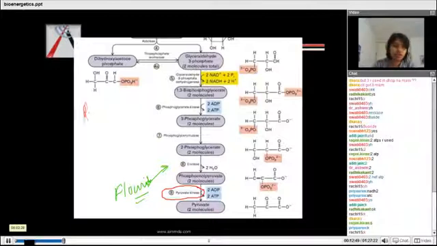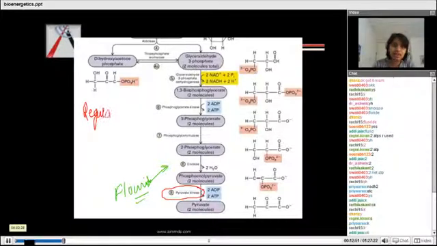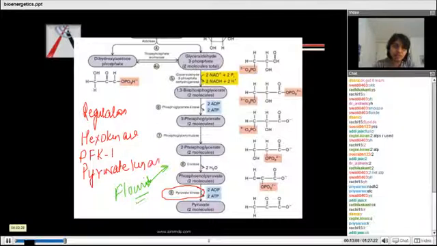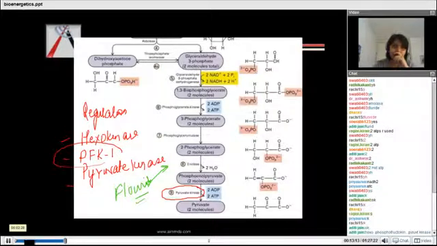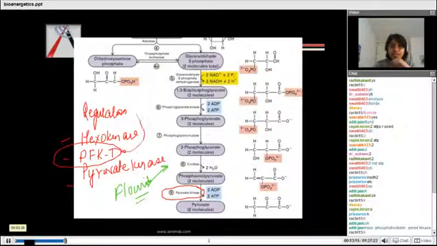So let me write down here. Regulation at 3 points. One is hexokinase. Second is phosphofructokinase 1. The third is pyruvate kinase. Just try to remember it today here itself. These are the 3 regulatory steps, out of which phosphofructokinase is the rate limiting step.